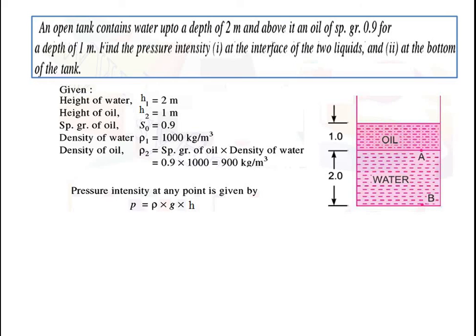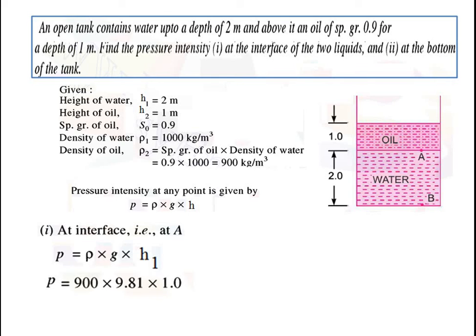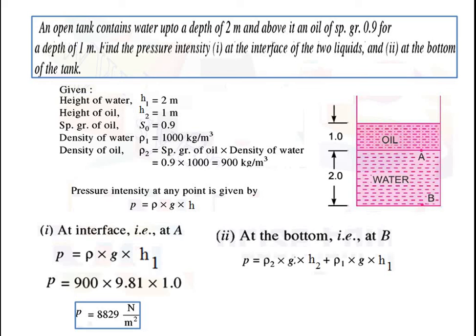We know that pressure intensity at any point is given as P is equal to rho into g into h. So at point A it is rho into g into h1, which is 900 into 9.81 into 0.1, equal to 829 Newton per meter square. For point B, P can be given as rho 2 g h2 plus rho 1 g h1. Now we know that rho 2 is nothing but the density of oil and rho 1 is nothing but the density of water. So putting these values we will get P is equal to 28,449 Newton per meter square.